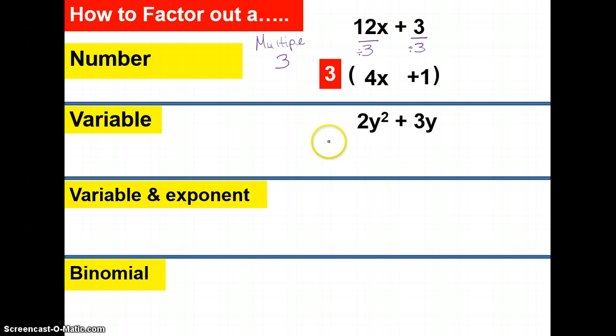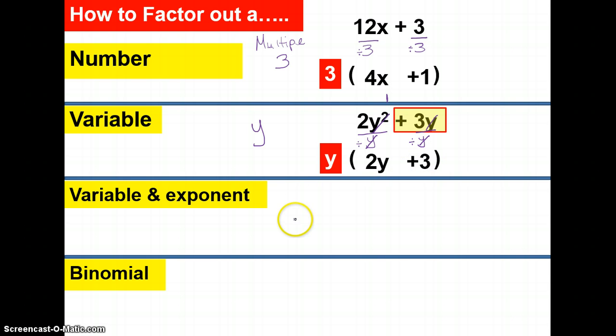How about a variable? What variables do these two terms share? Y. So we're going to divide out a y. If I take out a y, that'll cancel out, and this will turn into y to the first power. I'm left with 2y. I divide out a y here, that just divides out, because anything divided by itself is just 1. So I'll be left with a 3.